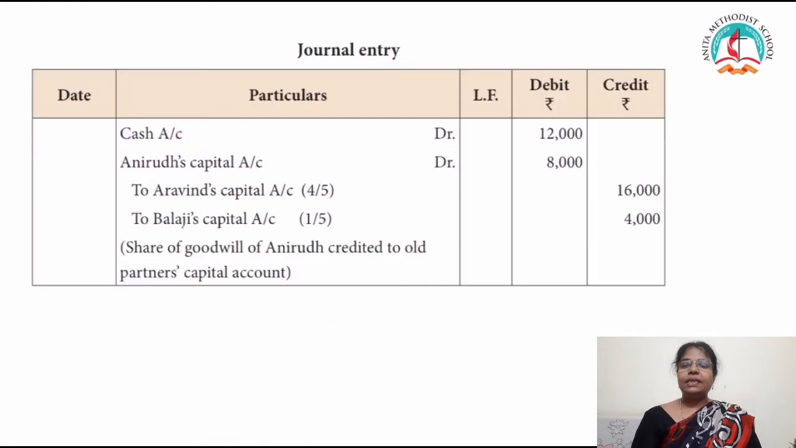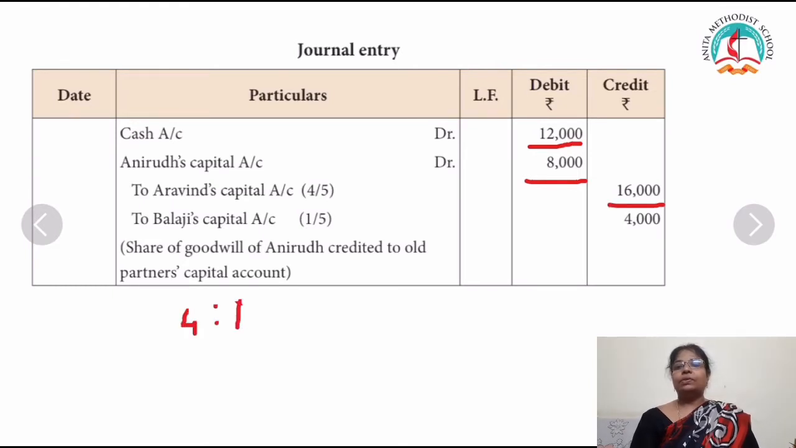So now the journal entry is cash account debit. He is bringing 12,000 as cash, and Anirudh's capital account 8,000 to Aravind's capital account, to Balaji capital account 4/5, 1/5. So that comes to 16,000, 4,000. So the share of goodwill of Anirudh is credited to the old partners' capital accounts.